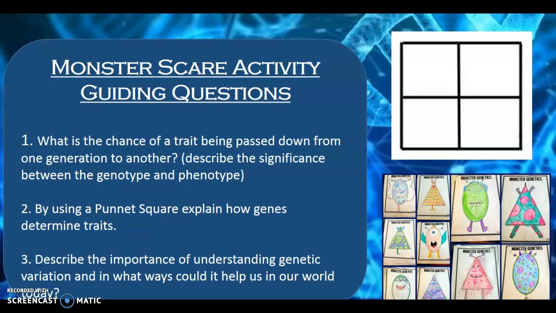And the third question says, describe the importance of understanding genetic variation and in what ways could it help us in our world today? I thought this question was pretty important because it stretches the students' minds to think outside the box. In other words, outside the Punnett square, just for giggles there. But just having them think about how we could use this idea, what we created in class today, in the real world. So just basically the importance of genetics, and again, to really make them think outside the box.